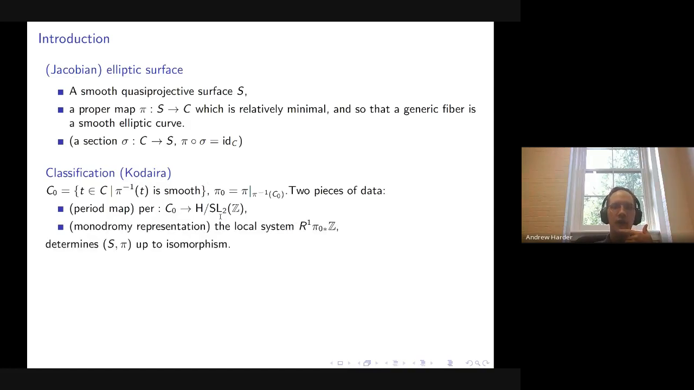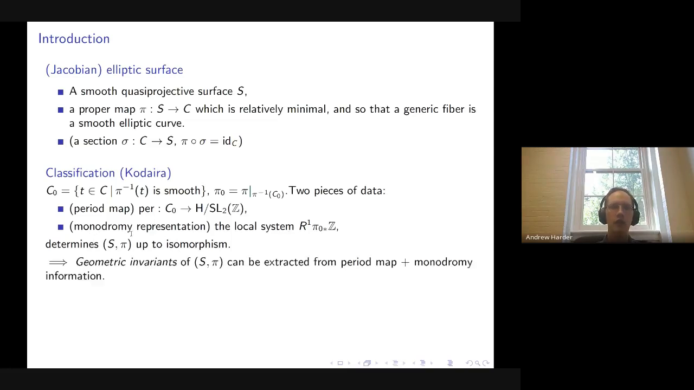And the second thing is the monodromy representation, which is the local system of H1 cohomology coming from the smooth part of this elliptic surface. This data is sometimes called the functional invariant and the homological invariant. These two things determine the elliptic surface up to isomorphism. So the outcome that I want to extract from this is that the geometric invariants of the pair S and pi, this elliptic surface, can be extracted from period data and monodromy data.